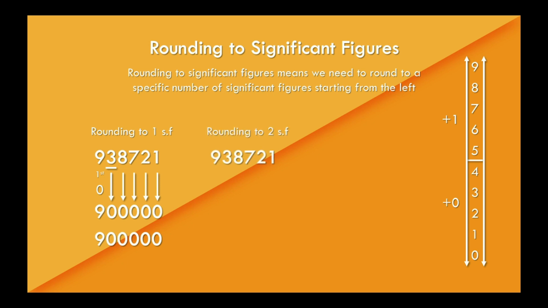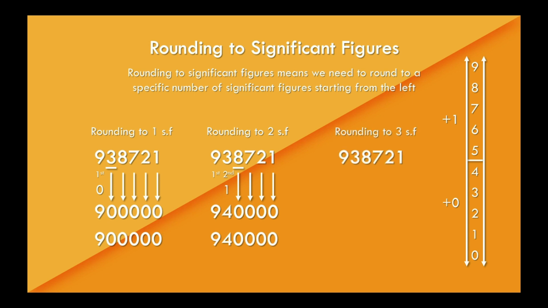If we were doing this to 2 significant figures, we would take 9 and 3 because they are the first 2 significant figures. So looking to the right of 3, we see 8, which we know rounds up. Changing 8 and all the digits to the right to 0 and giving a plus 1 to 3, making it 4, giving us a final answer of 940,000.